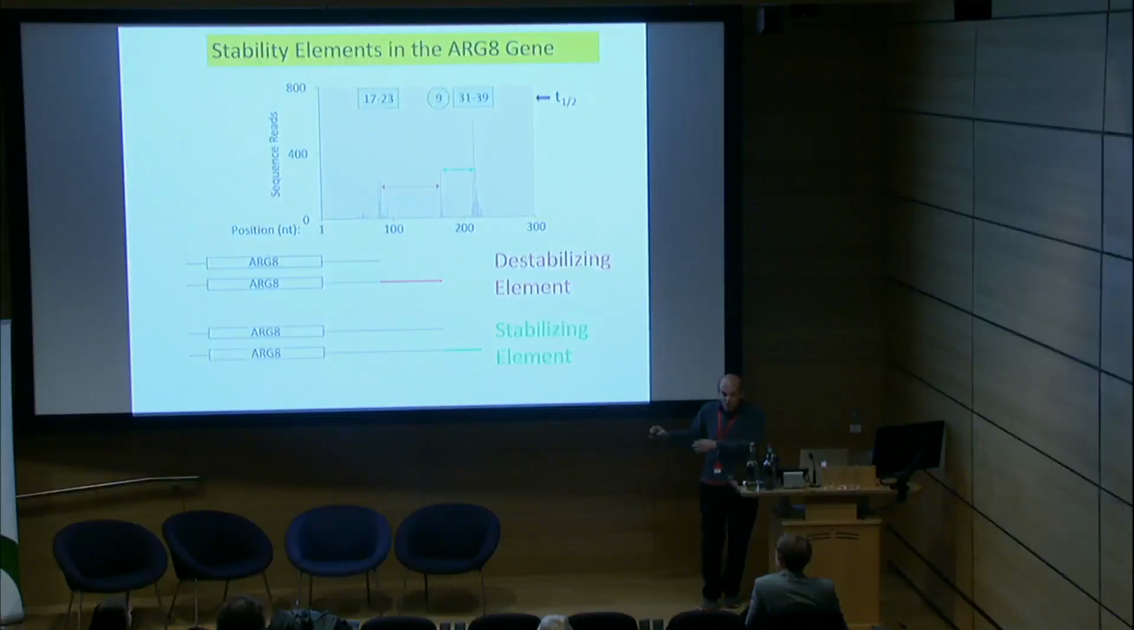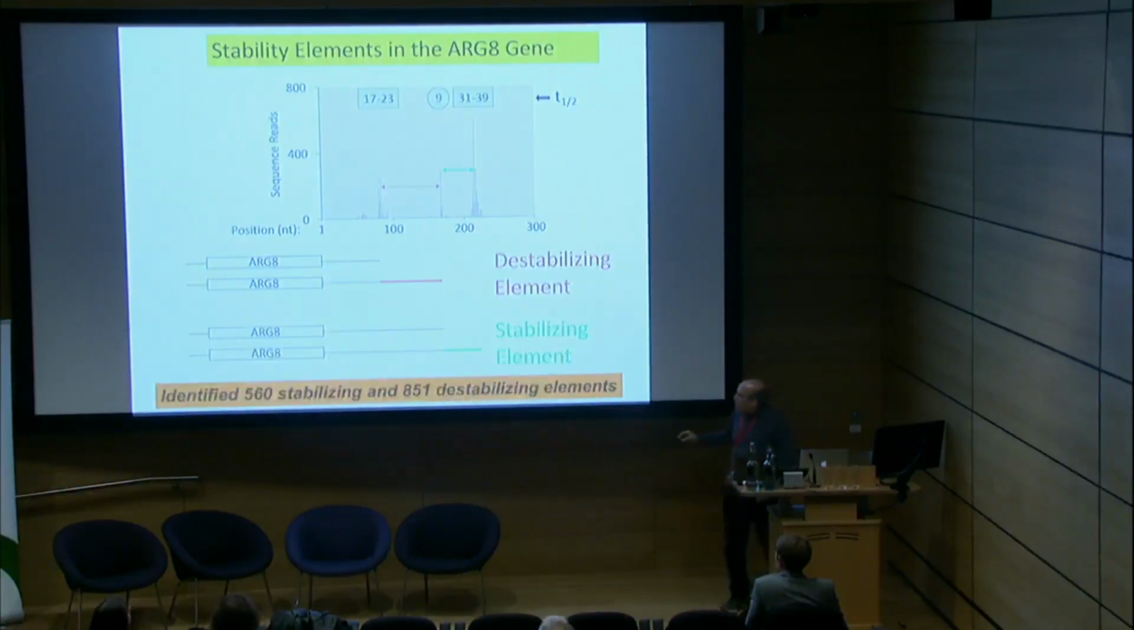We're not making mutants here. These are the natural isoforms, so there's no issue about creating new constructs or whatever. This is actually the real guys. Overall, we identified about 560 stabilizing and 800 or so destabilizing elements.